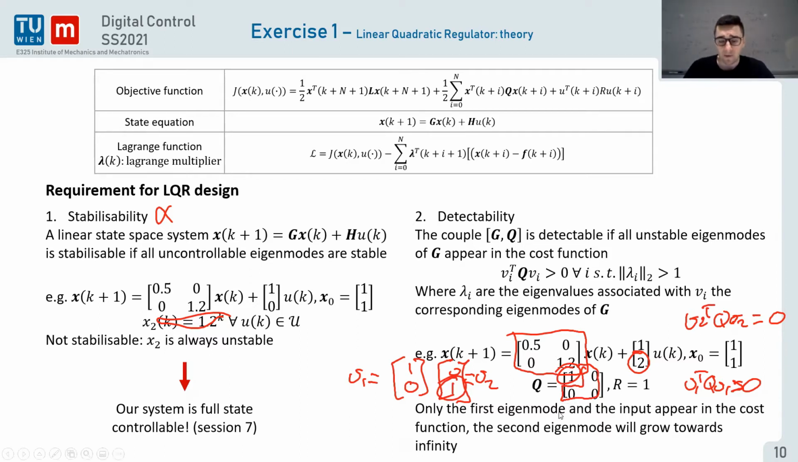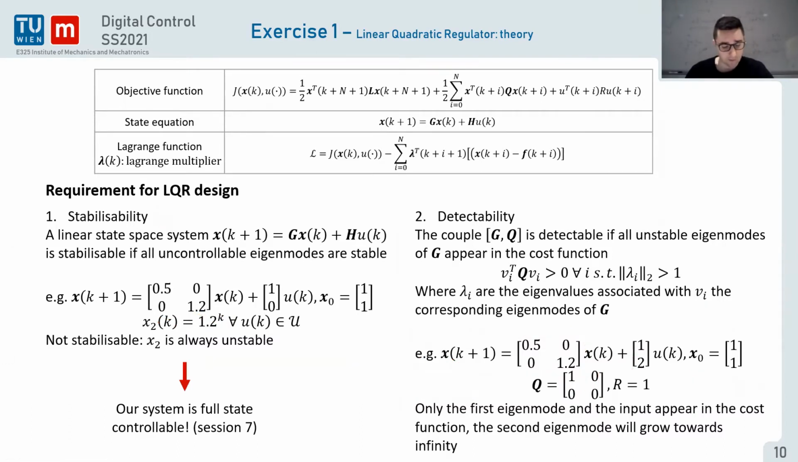But detectability is a little bit different from stabilizability, because stabilizability is only a property of the system, whereas for detectability, I can change the Q matrix such that the system becomes detectable. So here, if I set a 1 instead of the 0, then the system becomes detectable. So remember that for the system to be detectable, usually we can choose at least one Q such that the system is detectable.